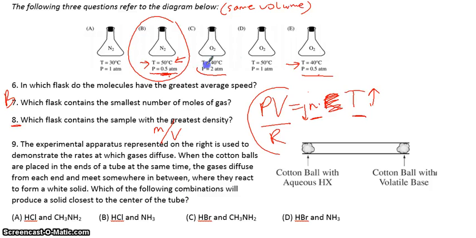And in this case, we have 2 atmospheres. Yes, this one is a little cooler than, say, this one, but the 2 atmospheres definitely double the amount of mass you have as compared to this flask. And the temperature increases only by a small fraction. So C would be the answer for number 8.